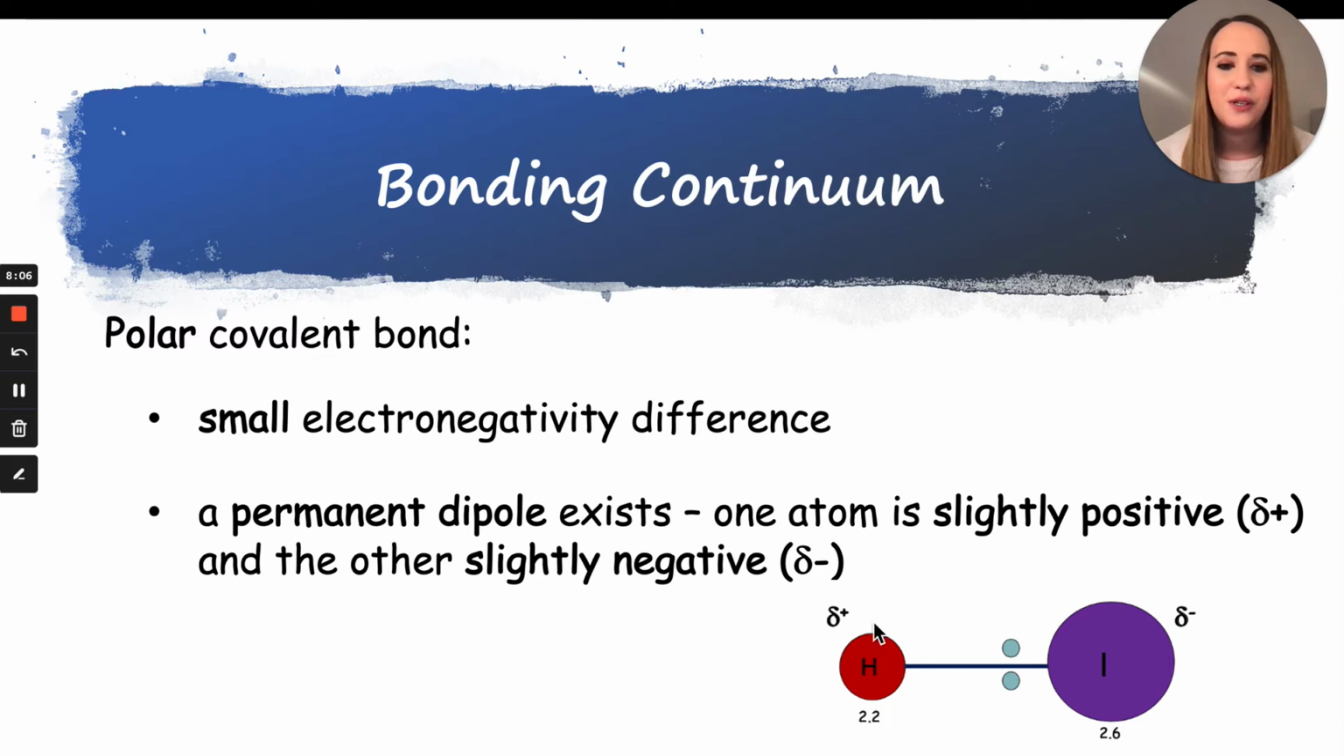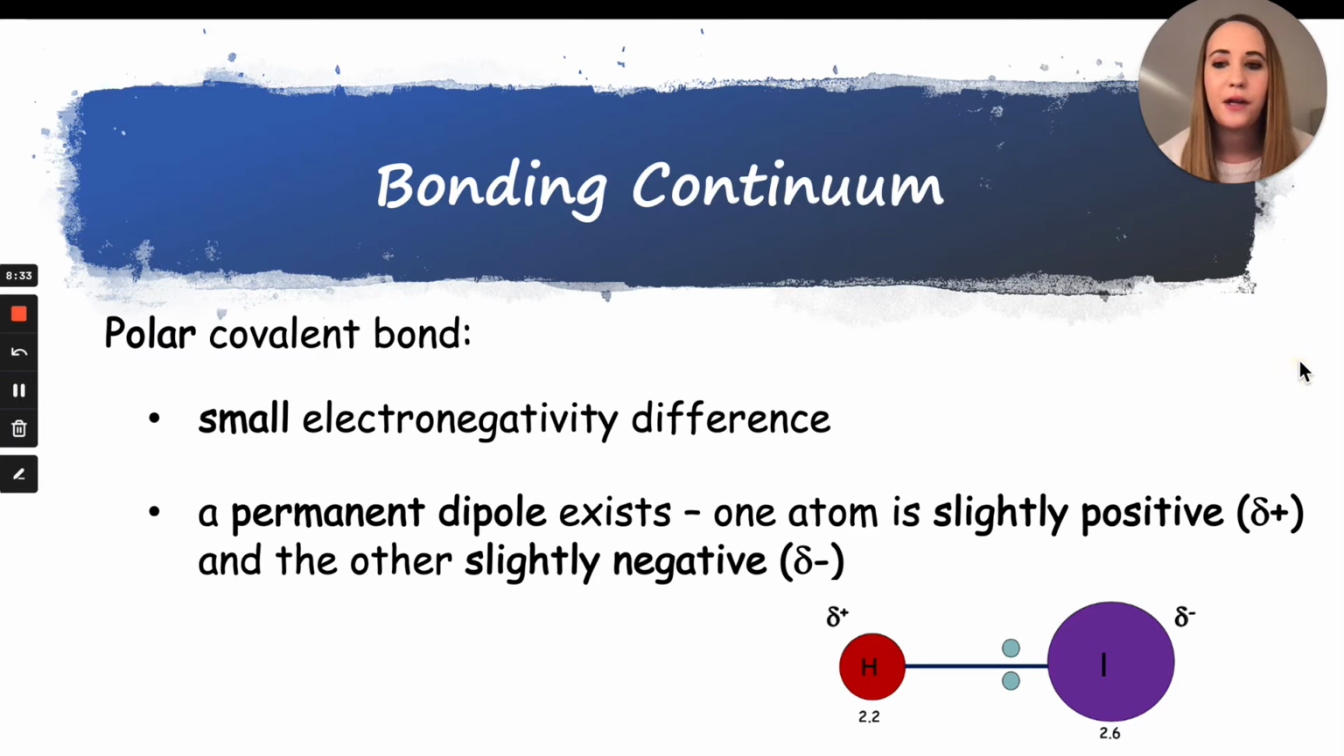You'll see them used in diagrams like this one here. So this example has got hydrogen and iodine forming a bond. Iodine's got a higher electronegativity, so it's pulled the electrons closer to itself and has a slightly negative charge. The hydrogen is left with less of a share of the electrons and therefore has a slightly positive charge.